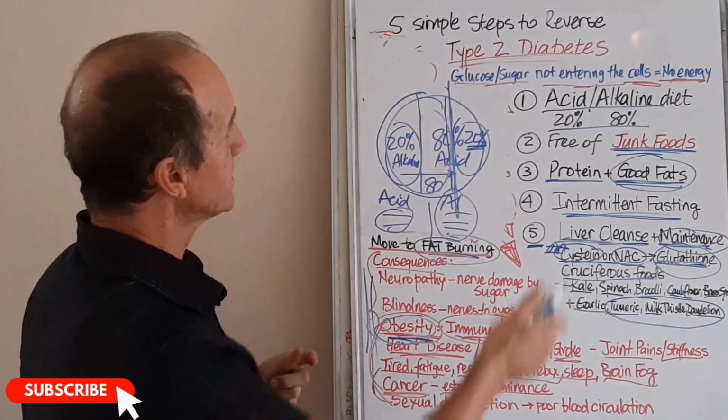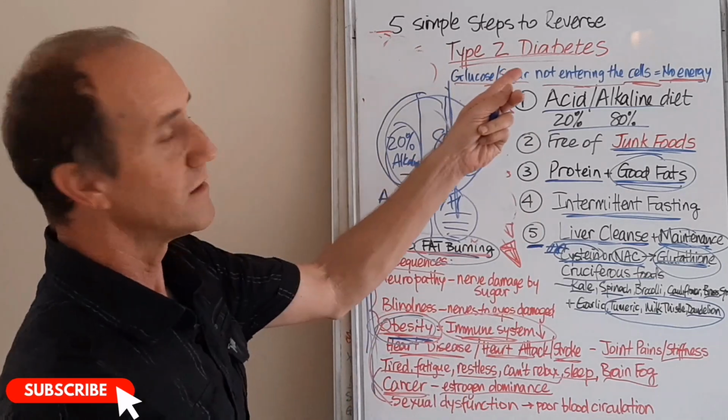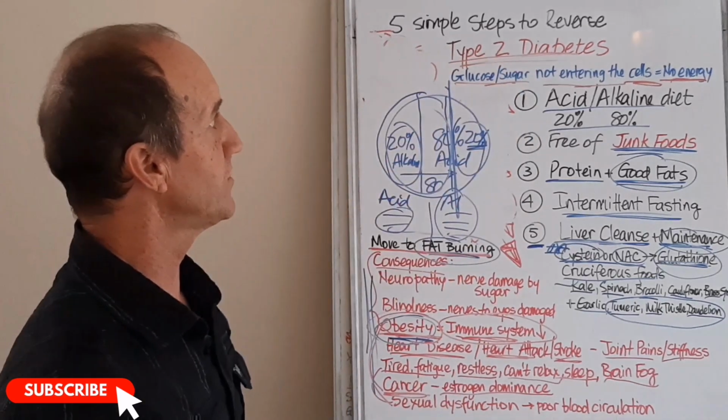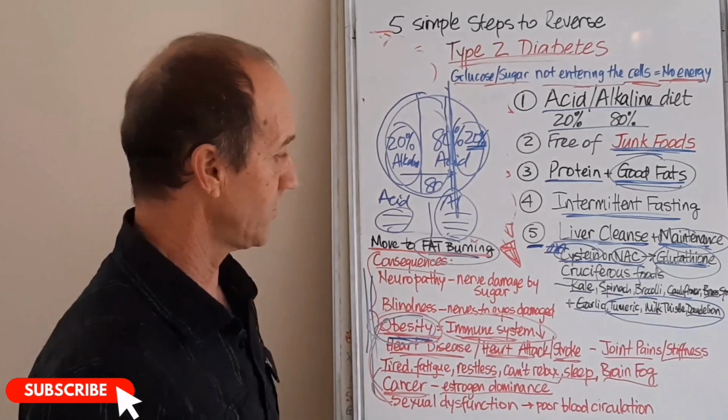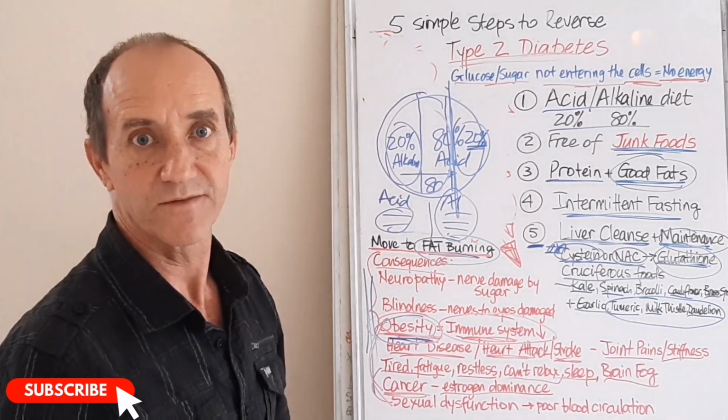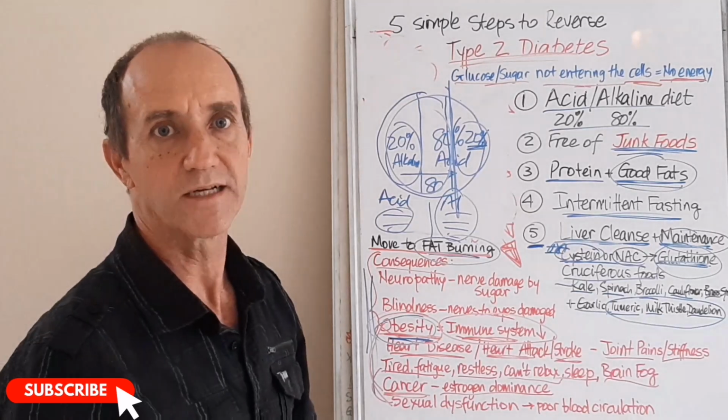So here you are, steps 1, 2, 3, 4, 5. The 5 steps to reverse type 2 diabetes. This will help your body now be cleansed and back to its original state. And you have the chance now of living a better quality of life.